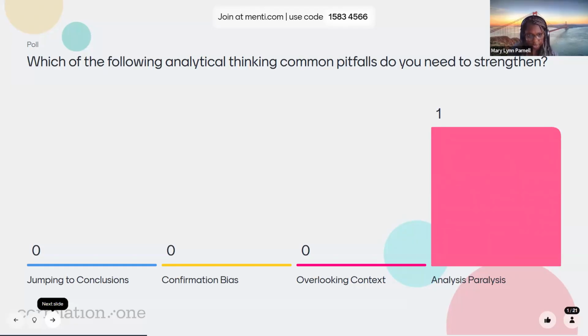Yes. Which of the following, and we'll go ahead and answer it. Which of the following analytical thinking common pitfalls do you believe that you need to strengthen?